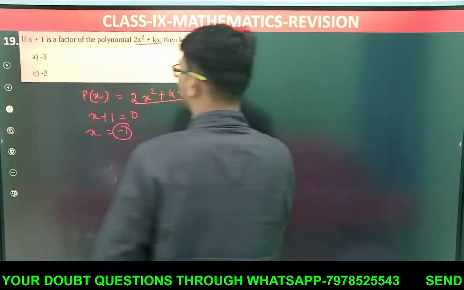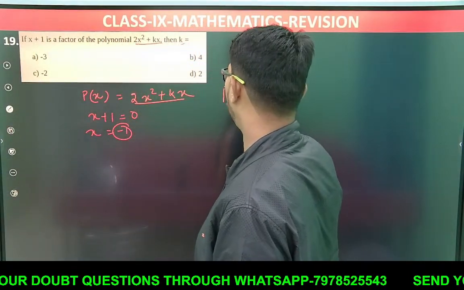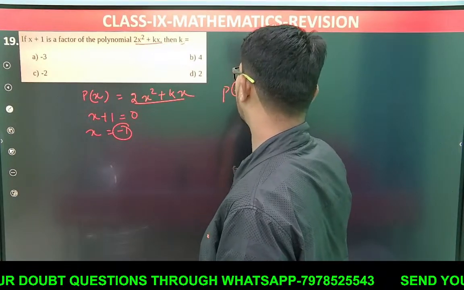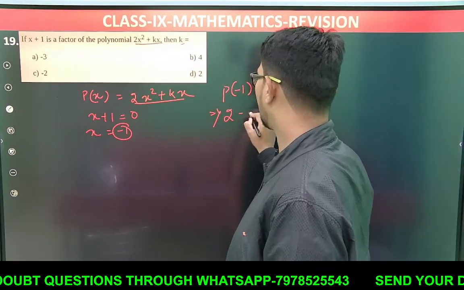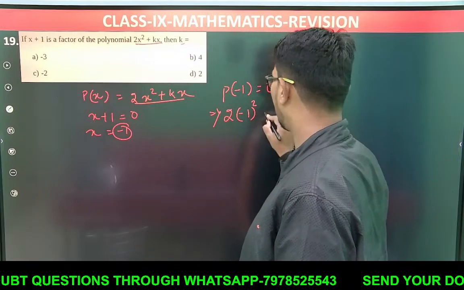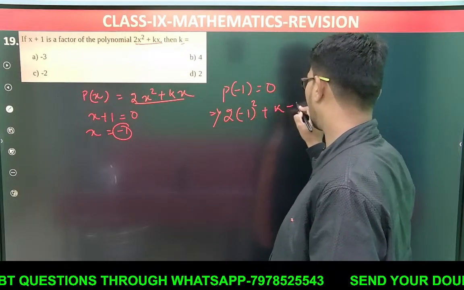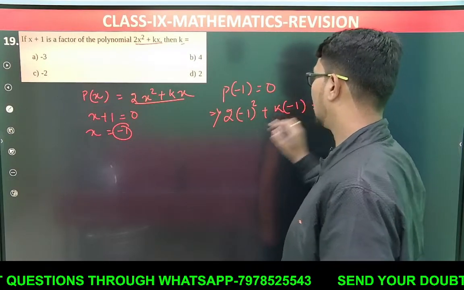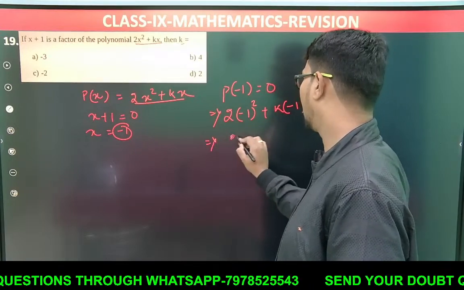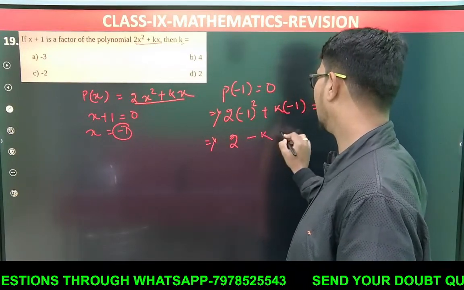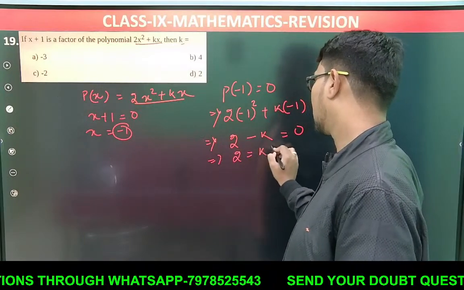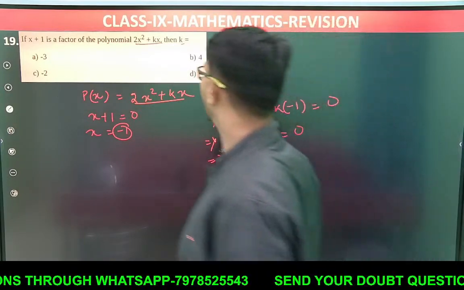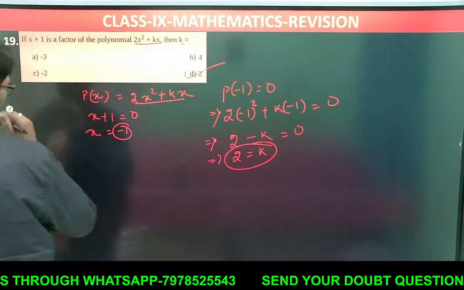If minus 1 is a zero of the polynomial, then p of minus 1 equals 0, which implies 2 into minus 1 square plus k into minus 1 equals 0. So 2 minus k equals 0, hence k is 2. The value of k is 2. Option D is the correct answer.